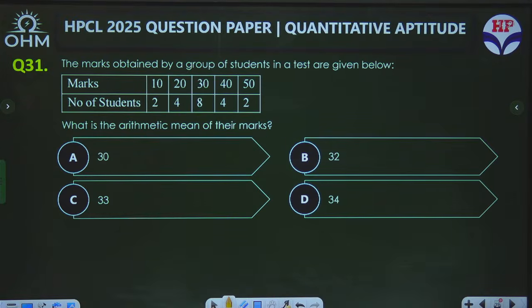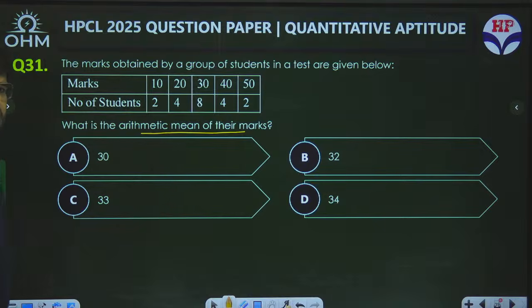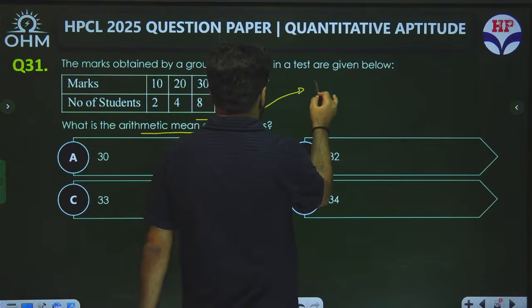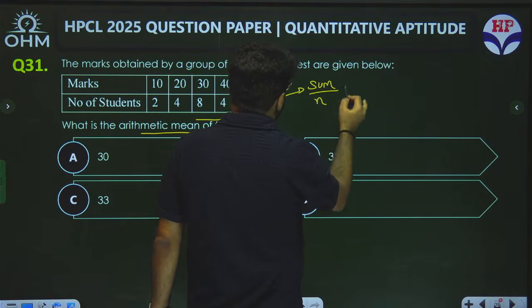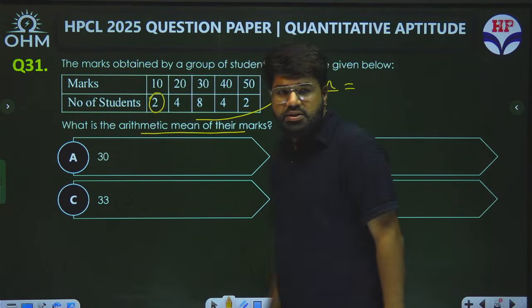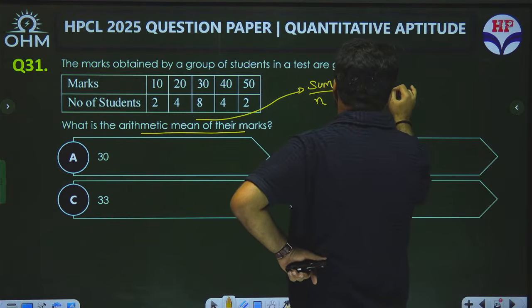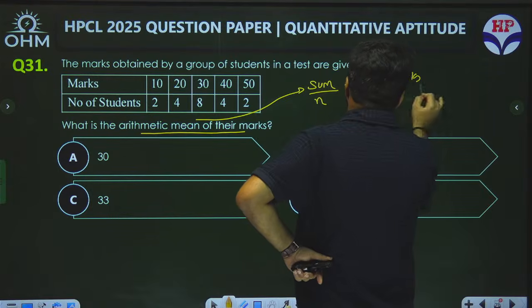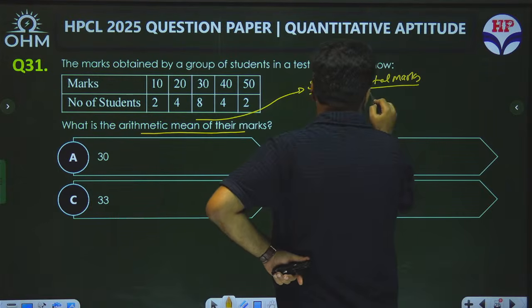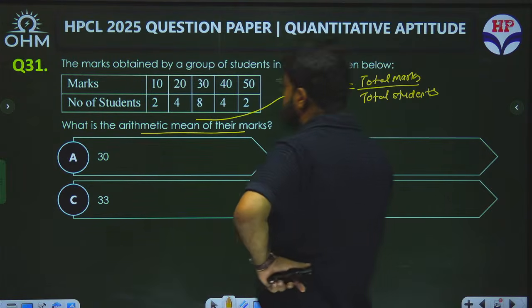31. The marks obtained by a group of students in a test are given below. What is the arithmetic mean of their marks? The arithmetic mean, or average, is simply the sum of observations divided by the number of observations. Here the sum means total marks, divided by total students. This is what the question requires.